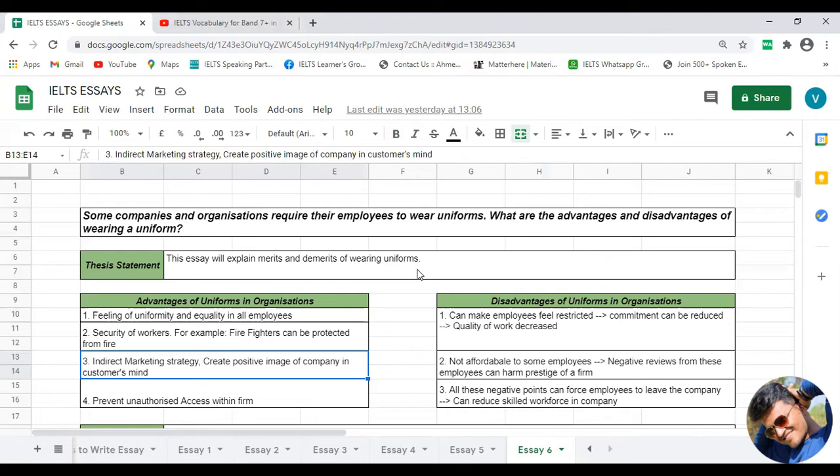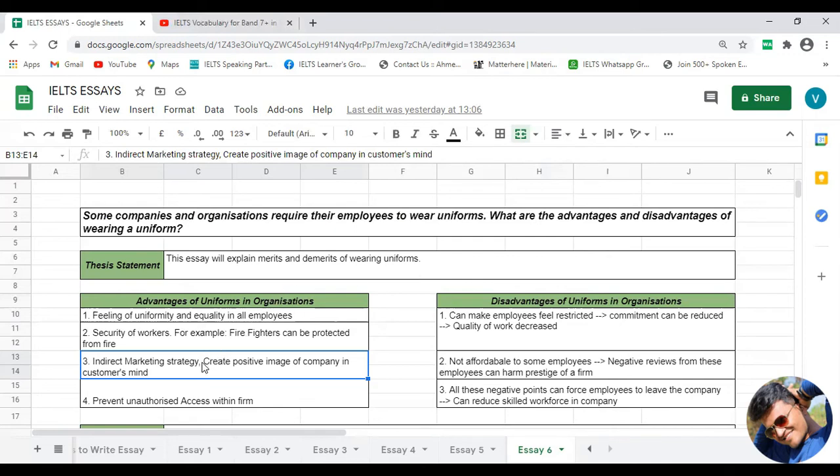So the first and foremost advantage would be indirect marketing strategy. See, when you have, let's say for example, 500 employees within your organization, and if those 500 employees wear a similar kind of uniform on which there is a logo of your company, there are certain symbols of your company, then when those resources will travel within the city, from one place to another place, that uniform will act as an indirect marketing strategy for your company, and that kind of indirect marketing strategy will produce a very positive image within the city, within the area in which your resources are traveling.